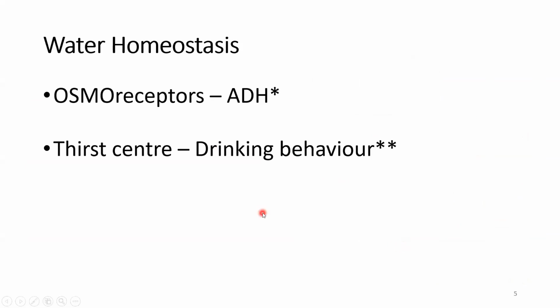Okay, so now we're talking about the entire system of water homeostasis. Remember that ADH and osmoreceptors are where the kidney will be discussed extensively. The thirst center is a CNS center which is basically to do with drinking behavior. So this does not have directly anything to do with the kidney. However, this is where the kidney's mention would be extensive.